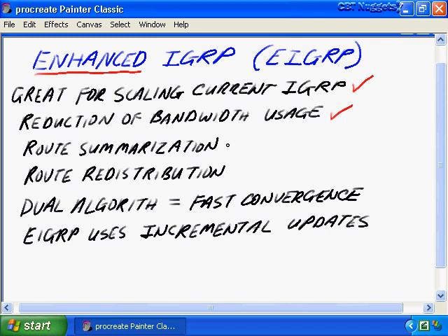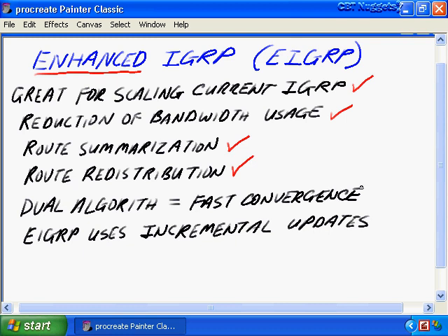EIGRP also allows for route summarization and allows you to build a hierarchical IP addressing scheme. It's also a good protocol if you want to do a technique called route redistribution. In other words, in the interim or during the migration process, as you're moving from let's say a RIP to an EIGRP solution, or you decided to go from an OSPF open scalable solution to an all Cisco EIGRP solution, you have the benefits of redistributing or injecting routes from one routing protocol into another, for example EIGRP.